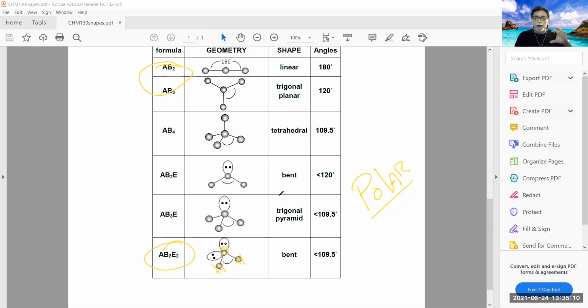Okay, so let me repeat that. About the polarity, maybe? Is that where I got cut off? Or let me just start it from that general formula. And so that general formula was AB2E2, which gives us the geometry here in the second column, and that's what it looks like three-dimensionally. We got the lone pair sitting there, and it's got that little shape.